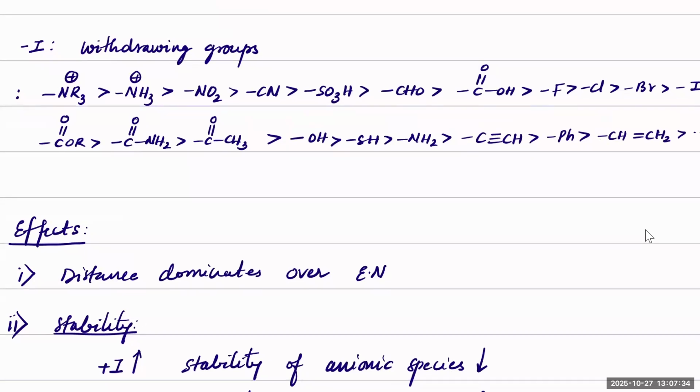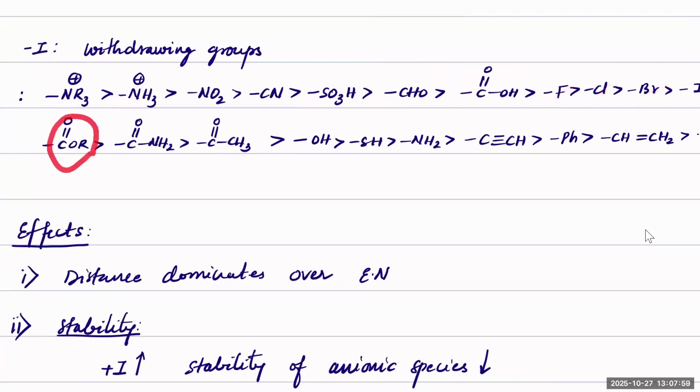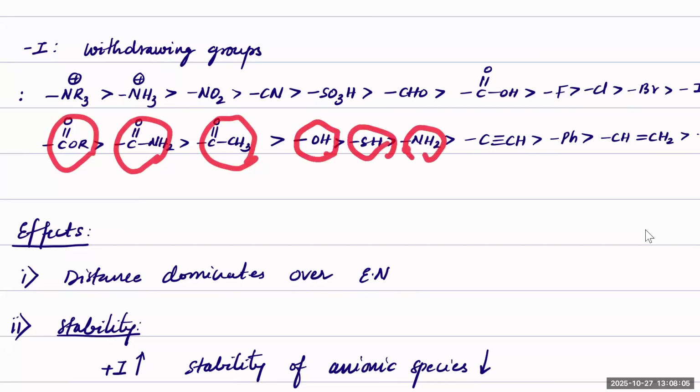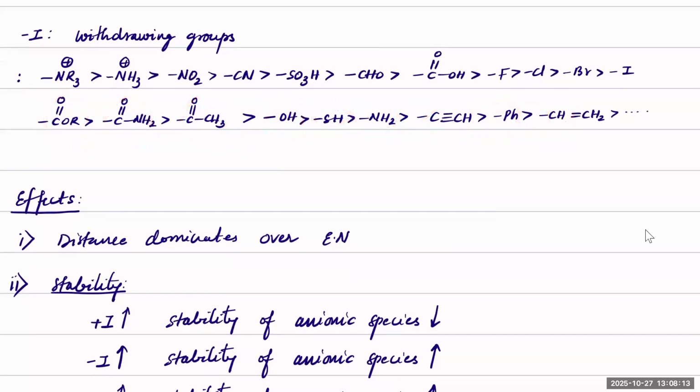While for minus I, you know that the plus-charged groups will be more withdrawing. So NR3 plus, NH3 plus, these are more withdrawing than NO2. Then cyanide, sulfonic acid, then aldehyde. Remember, this is an exception: aldehyde will come in between, and aldehyde is more than acid. Then halogens, fluorine, chlorine, bromine, iodine. Then we have esters, amides. Then ketones, alcohols, thioalcohols, amines, alkynes, then phenyl and double bond. Okay, so these are minus I cases.